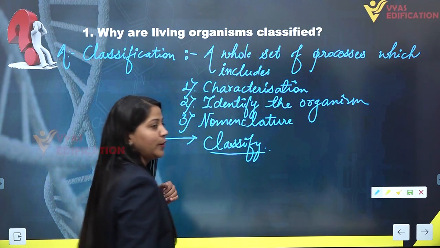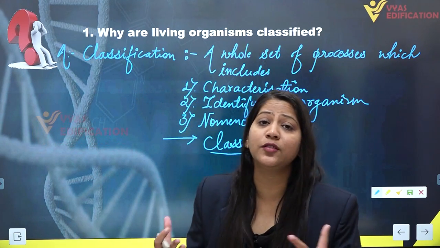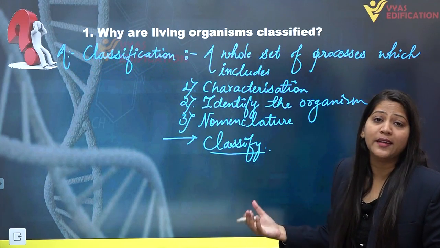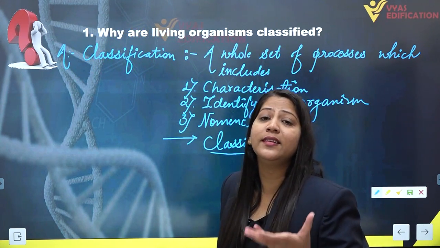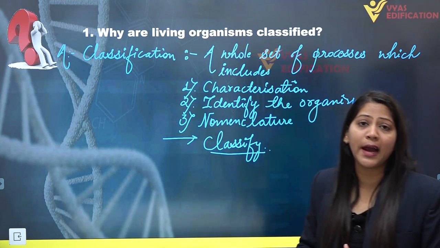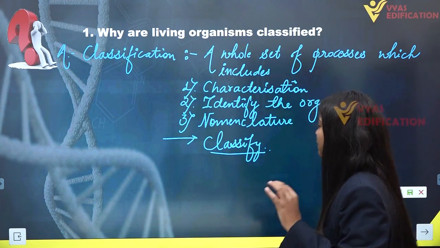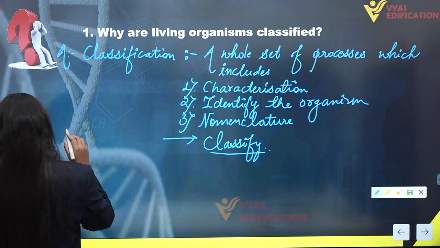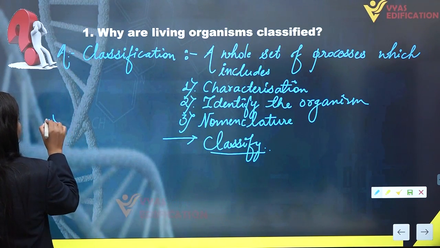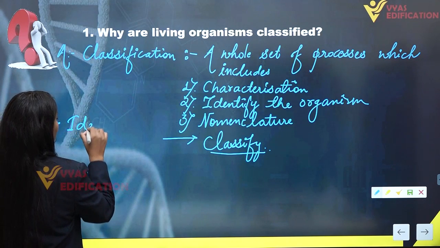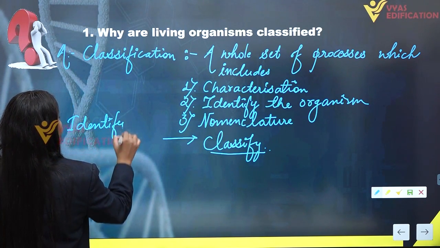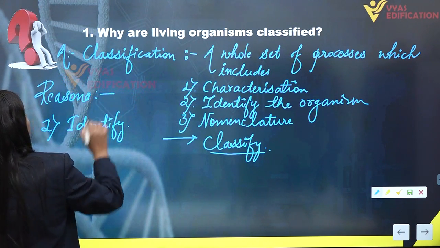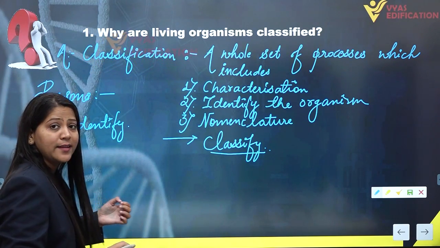Now the question is actually, why do we classify these organisms into different groups? Why are the living organisms being classified? What is the need to classify these organisms into different categories? So if we talk about the reasons why we classify, first is we want to identify the organism. These are the reasons. So first, we need to identify the organism.